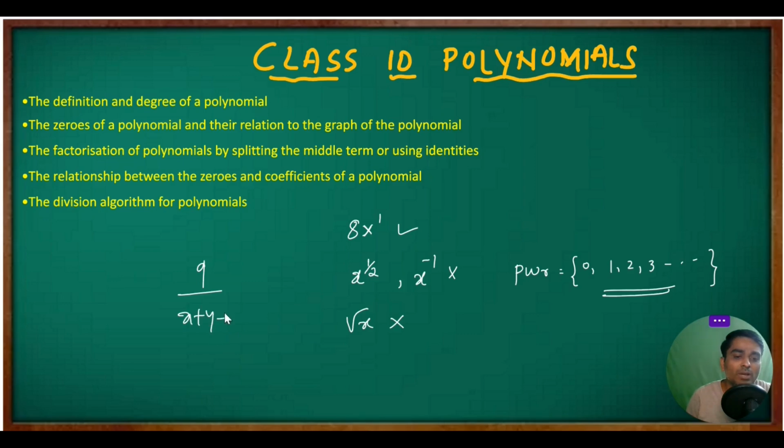Then if you have something like 9 by x plus y z here, x plus y plus z. Look at this. These variables are down. Variables cannot be down. This is not a polynomial.